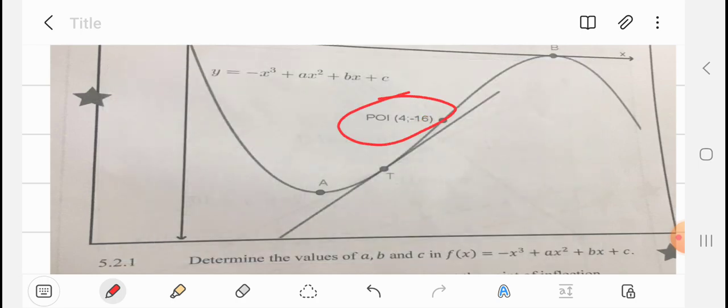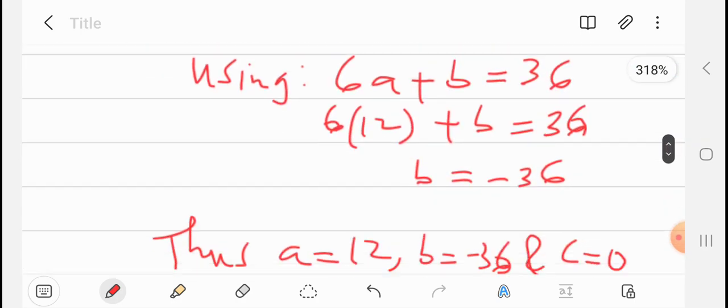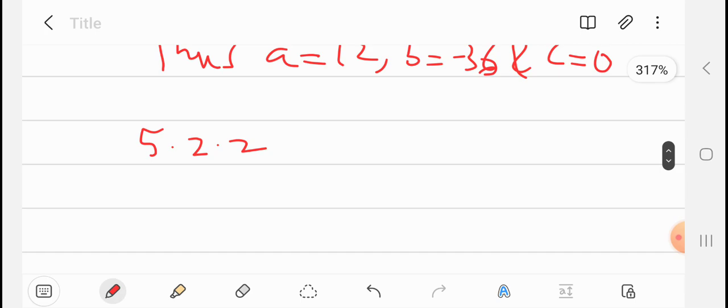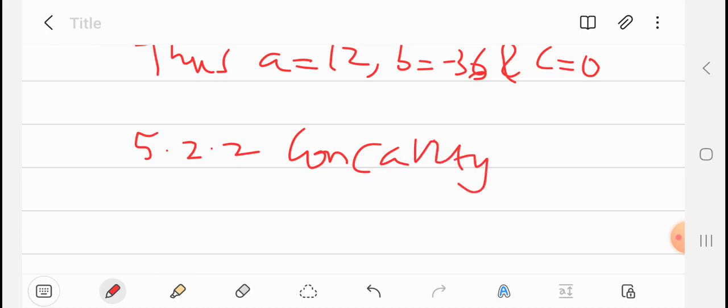You can clearly see that the concavity of the curve changes there, so that's what we say. We say the concavity changes at the point of inflection. So we just have to explain: concavity changes.